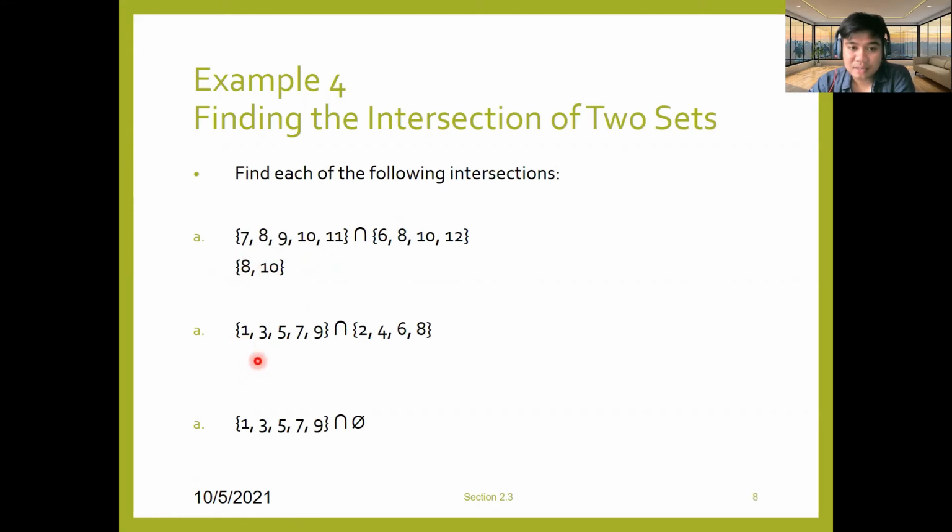And then we have also here, intersection ng 1, 3, 5, 7, 9 sa 2, 4, 6, 8. So as you can see, wala silang parehas na element. So ibig sabihin nun, ang intersection is null set. And also here, 1, 3, 7, 9, intersection with the null set. Since wala silang parehas na intersection kasi this is a null set, ibig sabihin ang intersection nila is null.